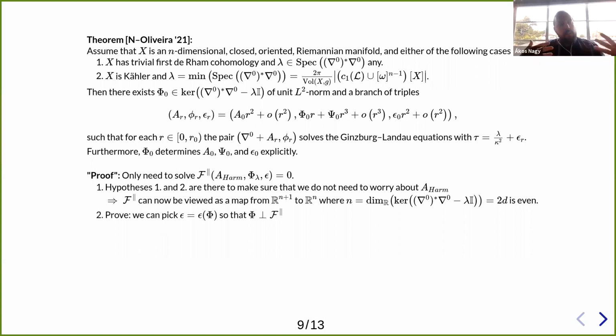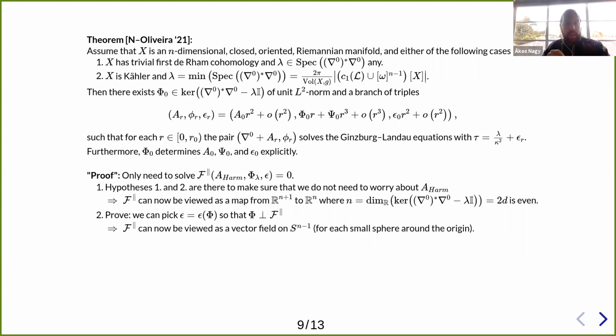Now, part 2, and this is where we start to deviate from Shishkov et al. But they still do that part. They still say that you can pick epsilon depending on phi, so that phi is going to be perpendicular to F parallel. If you do that, you really eliminate epsilon as a free parameter. You don't have to worry about that anymore. And you know that phi is always perpendicular to F parallel. So another way to look at it, and this is what our idea was, is that this F parallel is really a vector field on S^(n-1).